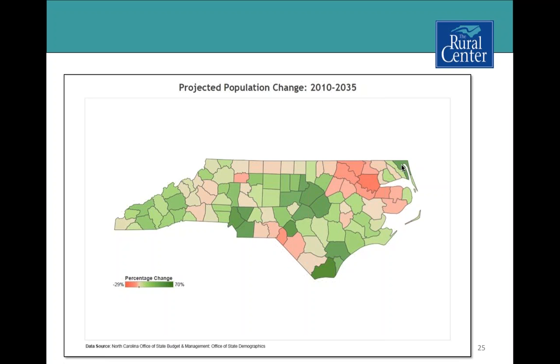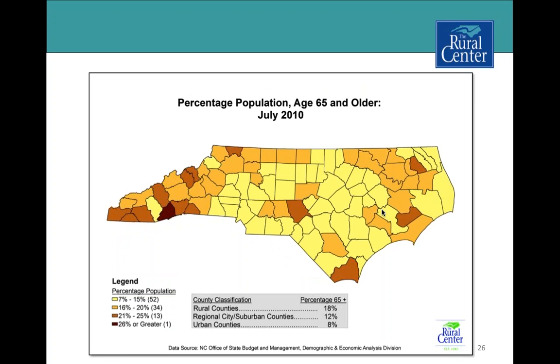But the number we see is 29. There are 29 counties here that are projected to lose population. Some of them will lose just a very small amount. Others it'll be larger. Another way to look at this that I think is quite important for rural North Carolina, and as we'll see for all of North Carolina, is around our aging population.